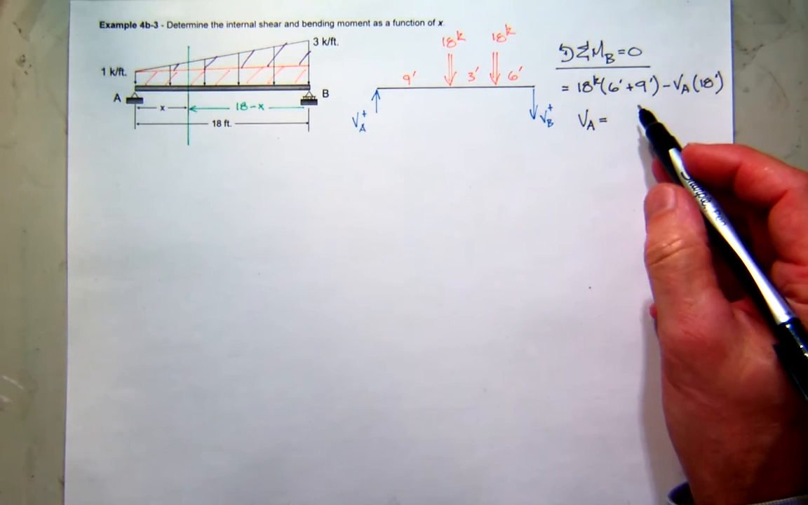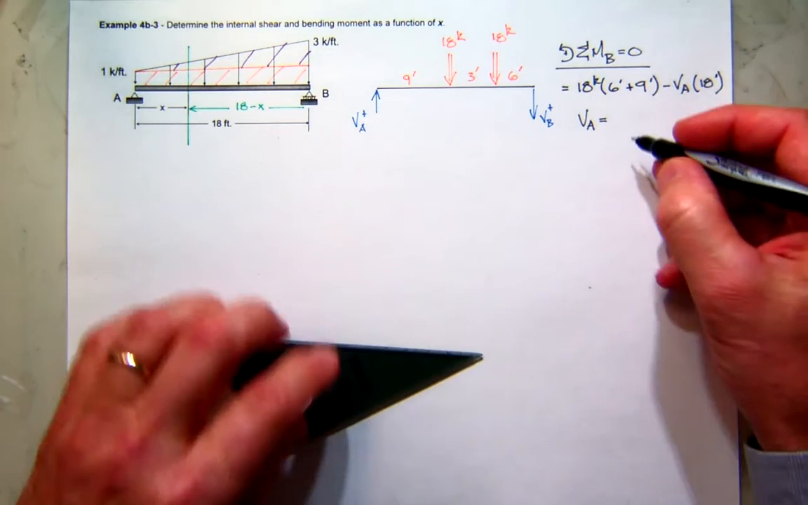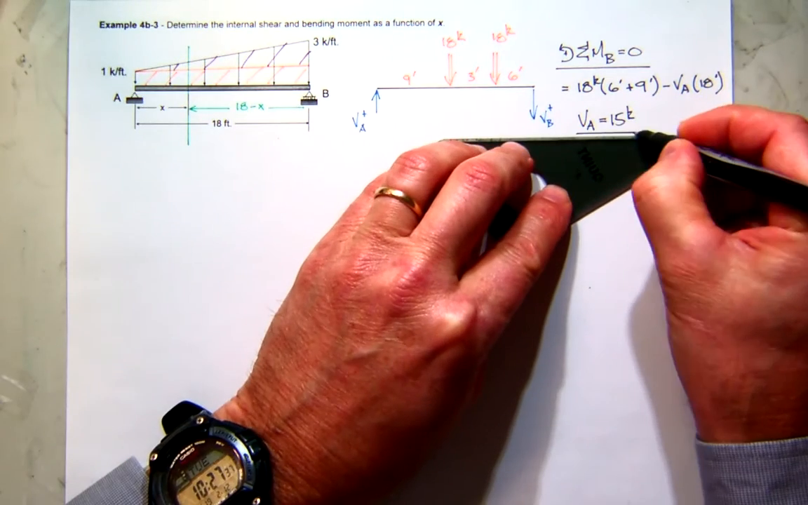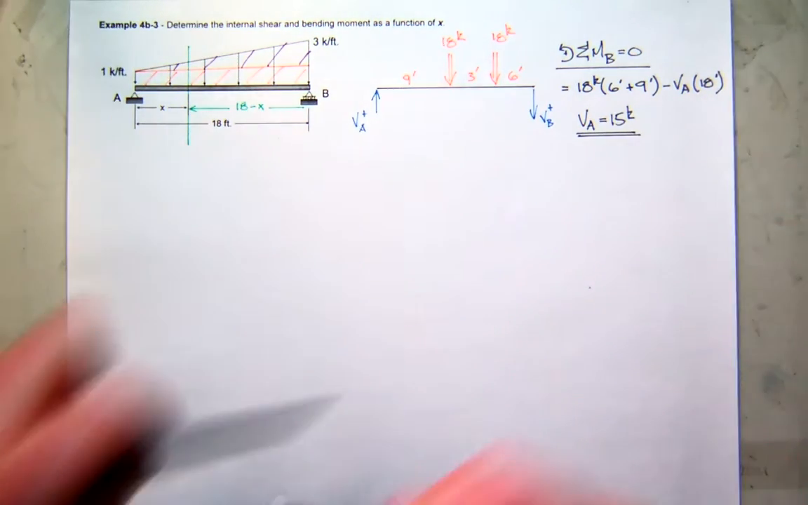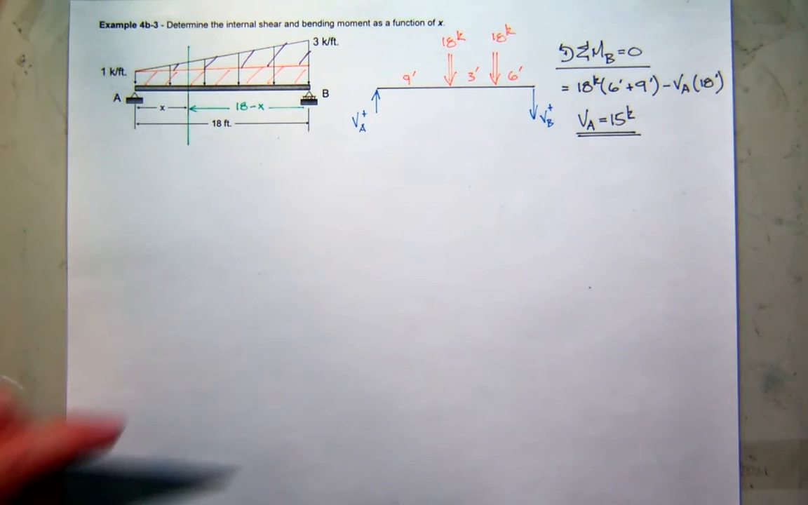So what is that? Looks like the 18s cancel and you just get what? 15. Is that good? Somebody check that for me real quick. Yeah, I think that's good. Okay, so let's write our equations.